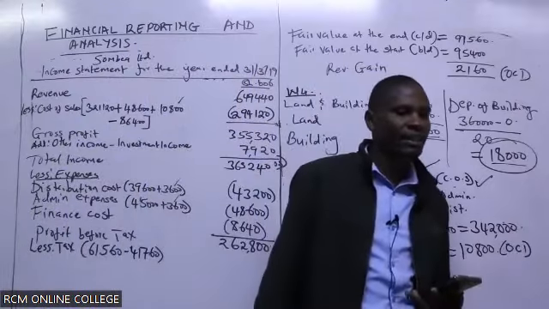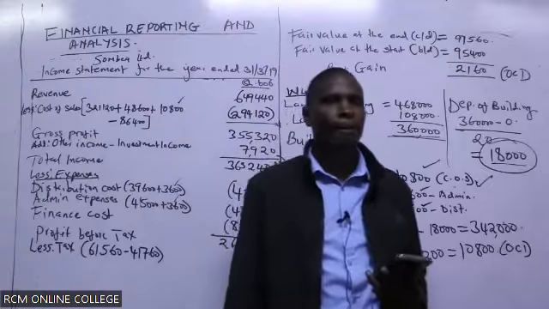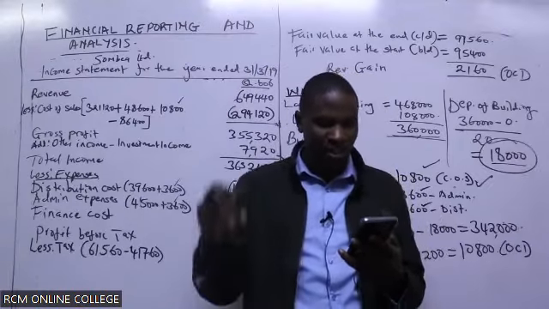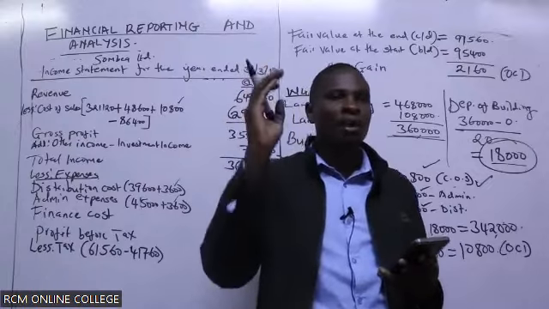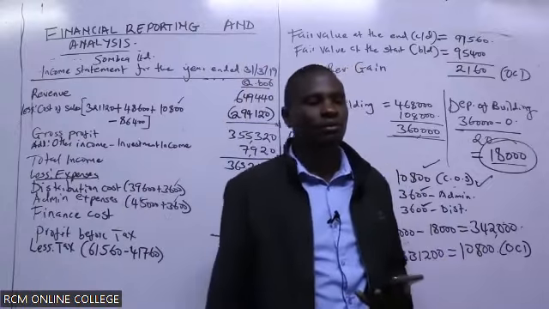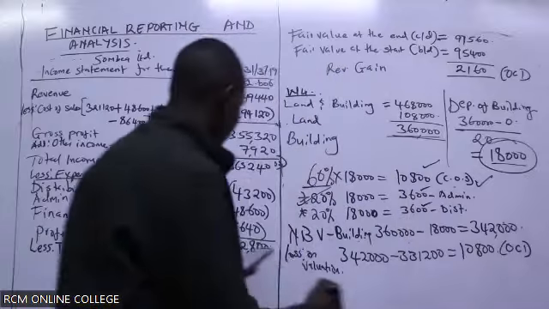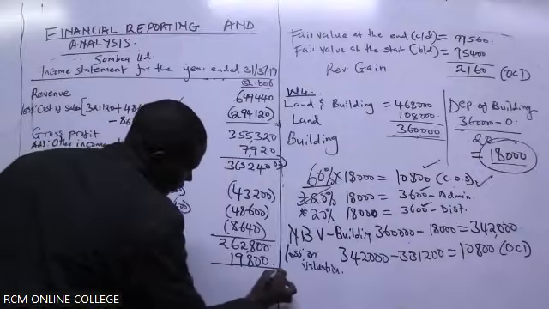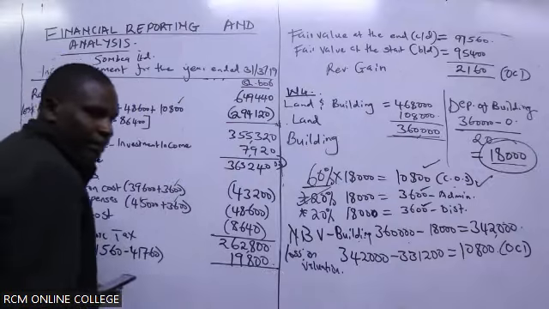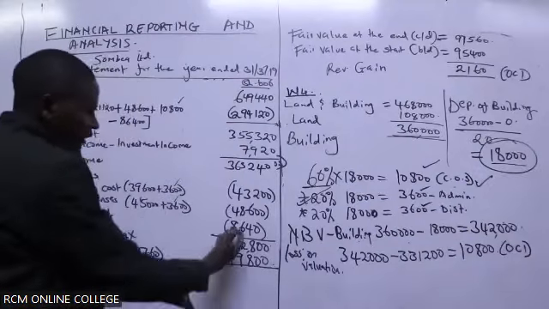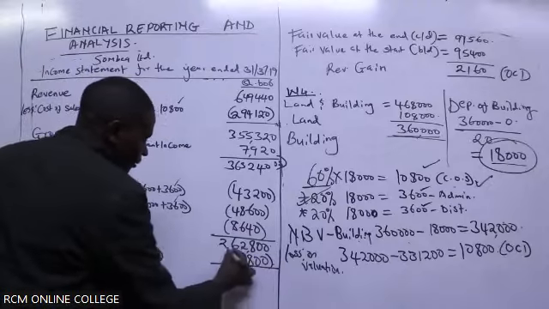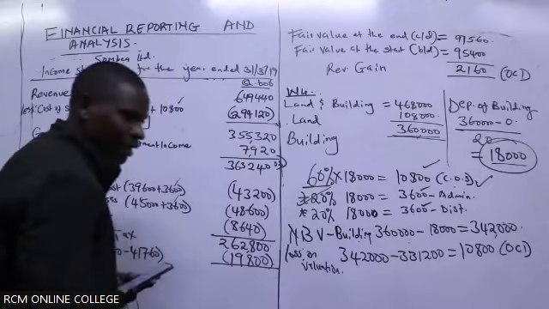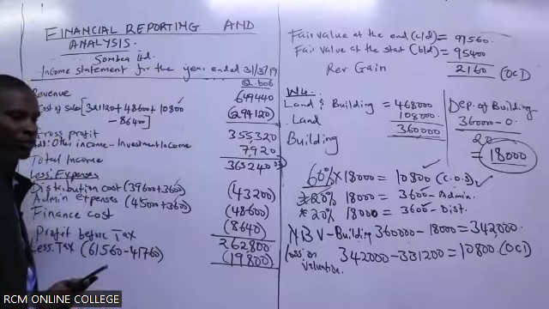So tunapata tax ya ngapi? What is our net tax? Net tax, ili tusonge kwa other comprehensive income, tumalizane na hii income statement, to go to the balance sheet, and then we are done. 19,800. Tutoe hiyo tax. 19,800, asante. Nipatie sasa without tax hapa. 262,800 minus tax.